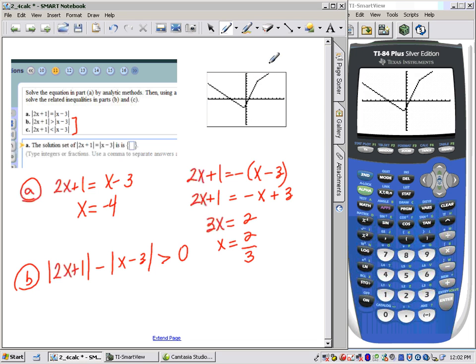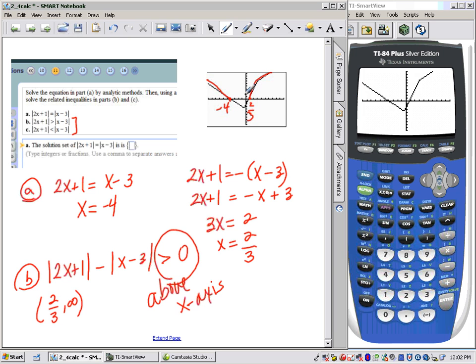Oops. So at negative 4 and 2/3, we have our intersection points, or our zeros. Now where is it greater than 0 means where it is above the x-axis. And where does that happen? Well, that happens to the right of 2/3 and to the left of negative 4. So our answer would be from 2/3 to infinity.